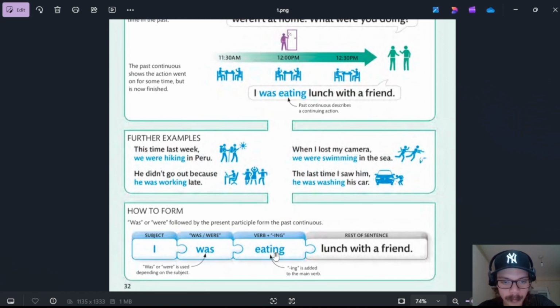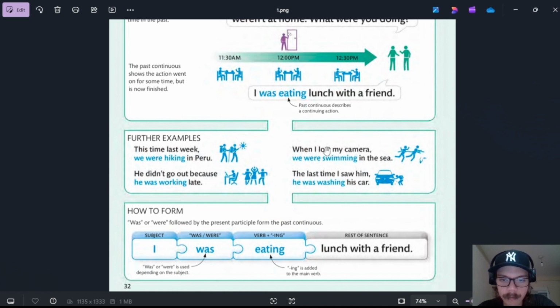Here at the bottom of the page, you'll see you have the structure again. So subject, was, and were, and then the verb plus ing, which is the present participle. Now, pay attention, it's called present participle, but we're currently in the past. And the reason you know it's past is because you're using the past form of be.